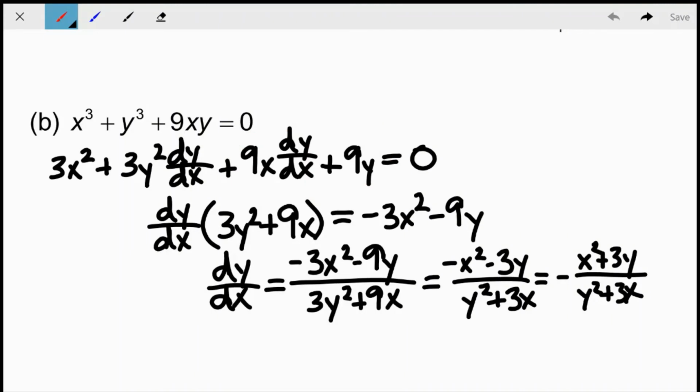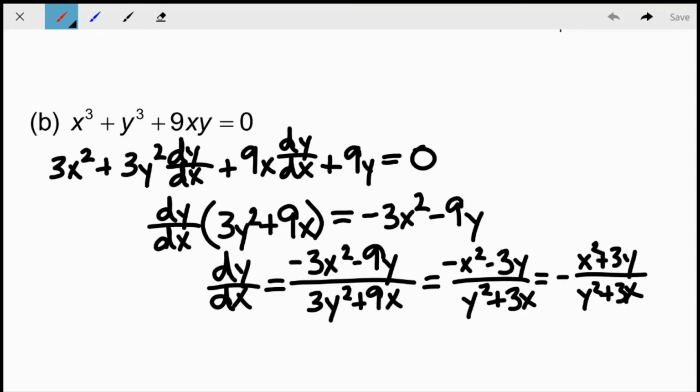That's all the calculus that I'm going to do in this problem. At that point, now it just becomes an algebra problem. How do I isolate dy dx? And you can see that I grouped the dy dx terms together and factored out dy dx. I moved all the other terms to the right side of the equation, and then I just divided by 3y squared plus 9x and simplified down.